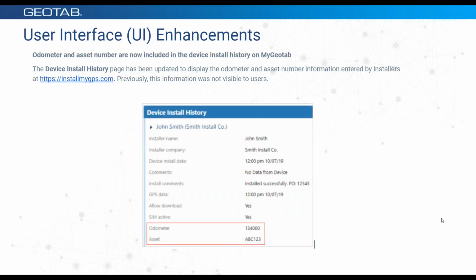Odometer and asset number are now included in the device install history on MyGeotab. Currently, this is not visible to users, but we've made it available for your reference.